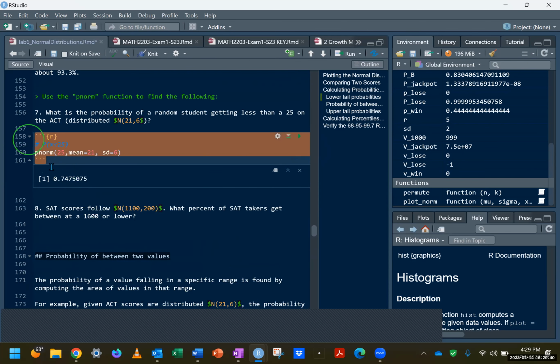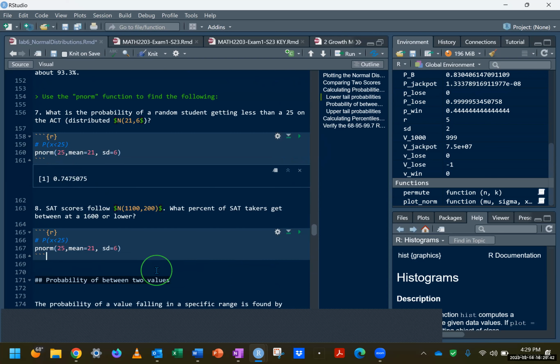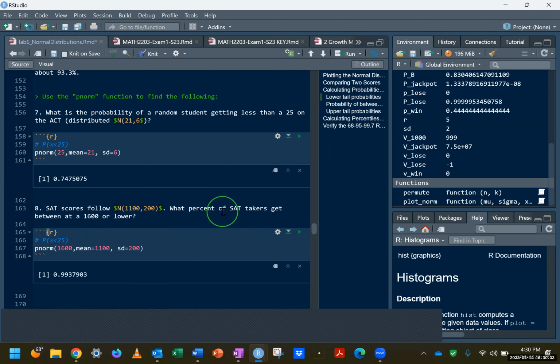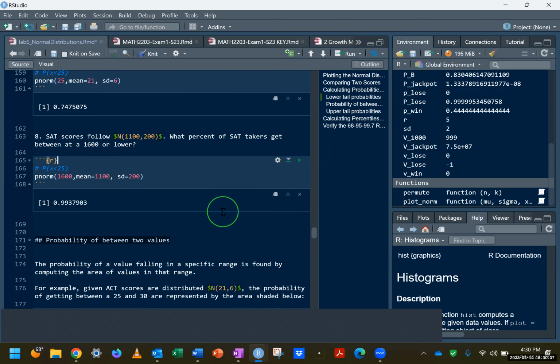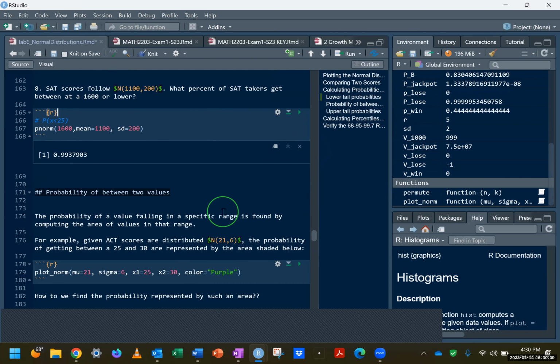And if we change it to a different test, the skill we're using really is translating what different parts of this problem go into our function. So if this is the mean, I should put that here. The second number is always the standard deviation. I put that here. Then we're going to find the chance of getting a 1600 or lower. So pretty slick, pretty easy. Lower tail probabilities are the basic probability to find.